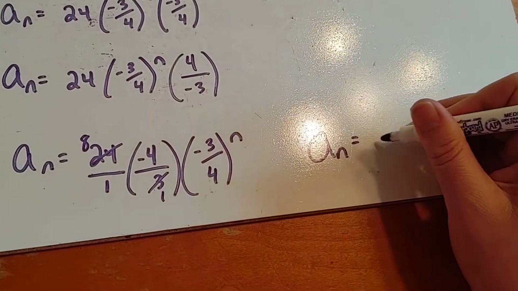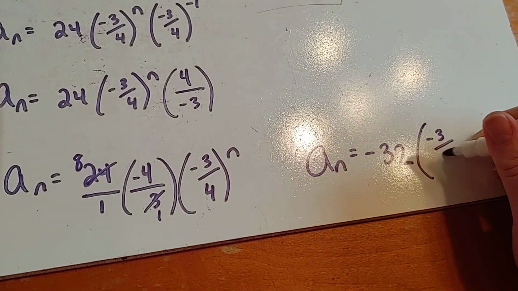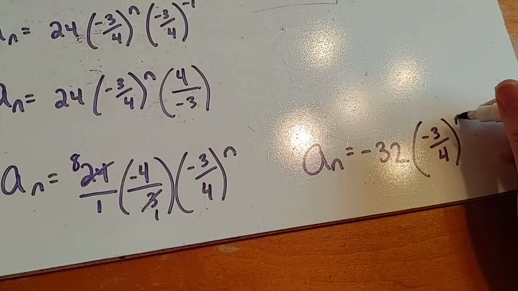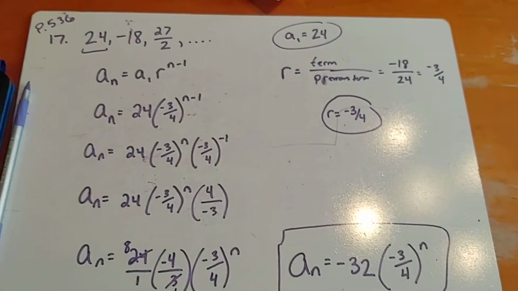So final answer is going to be negative 32 times negative 3/4, all raised to the n power. That is the answer to number 17.